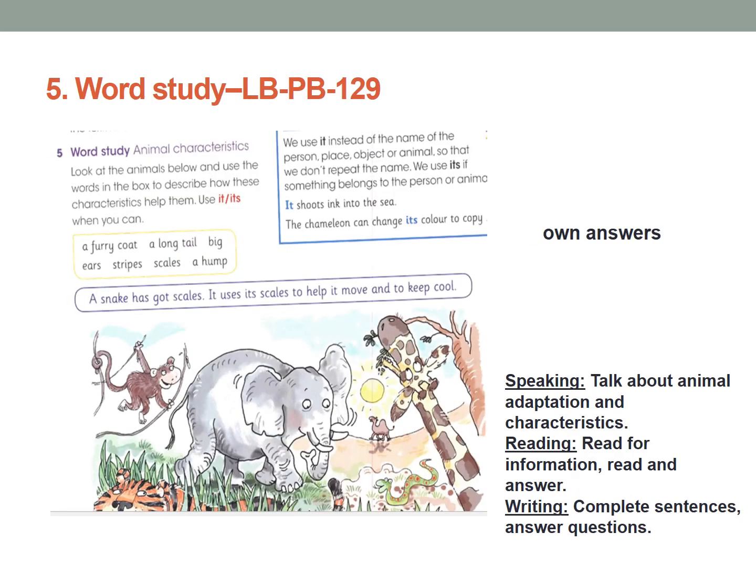Now let's get back to learner's book, page number 129. Activity 5, word study. In word study, what you have to do now is animal characteristics. Look at the animals below and use the words in the box to describe how these characteristics help them. Use "it" and "its" when you can. Now look, you can see the box down there. There is a furry coat, long tail, big ears, stripes, scales. Okay, you can see this box, right? So look at the animals below.